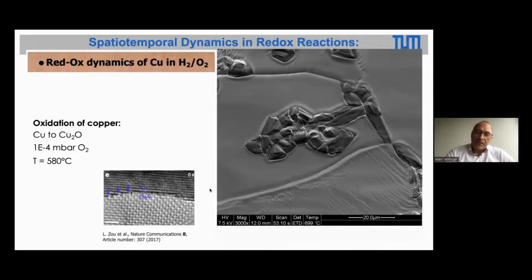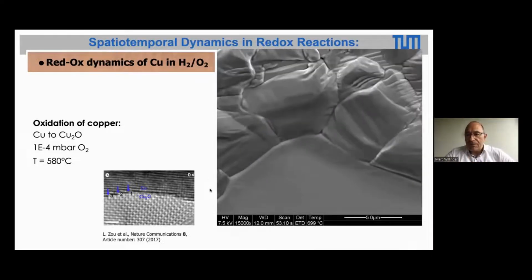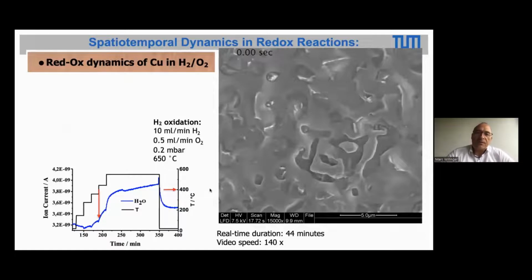And of course, we were more interested in real chemistry. So we also studied redox processes. We can, of course, simultaneously introduce different gases together. And this video shows what happens when you have hydrogen and oxygen mixed together and they both react with the copper.